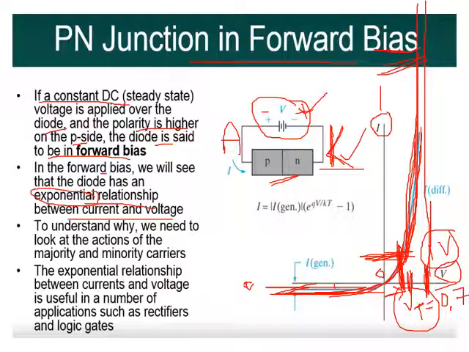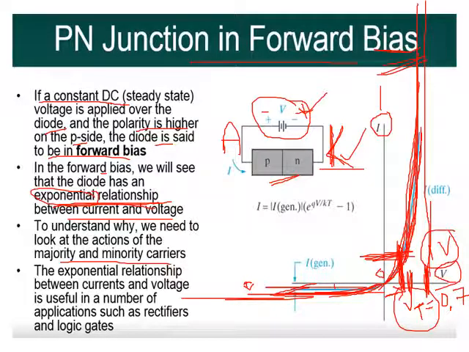So this was a brief explanation about the exponential relationship. Again, in future we will be discussing these kinds of concepts. So moving further, why do we need to look at the action of majority and minority carriers? See, this current is due to majority carriers, and this current in reverse direction is due to minority carriers. Hence it is also called a minority current, or reverse saturation current.